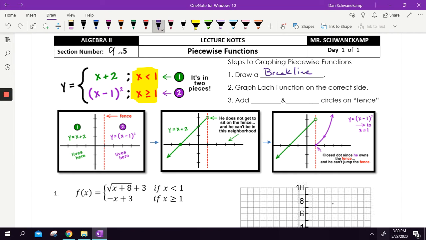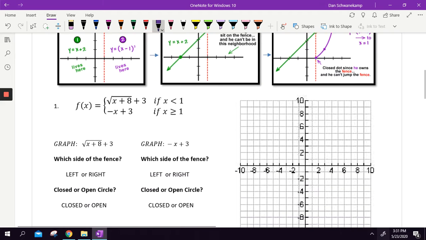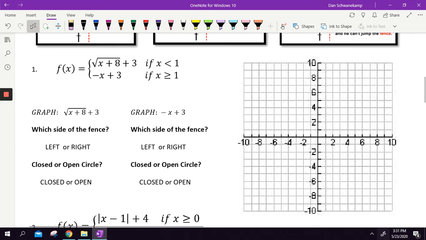And then we are going to add either closed circles or open circles, depending on whether it's equal to or not. So if it's just less than, we're going to put an open circle, because that means we're not including it. We're not equal to that line. But if it's equal to, then we're going to put a closed dot on the line. You can read that a little bit more as we go through it, but let's do this. I broke it down into steps for you.